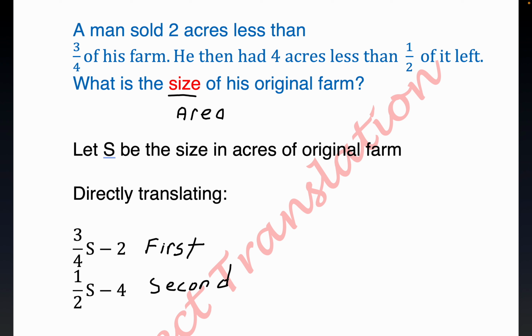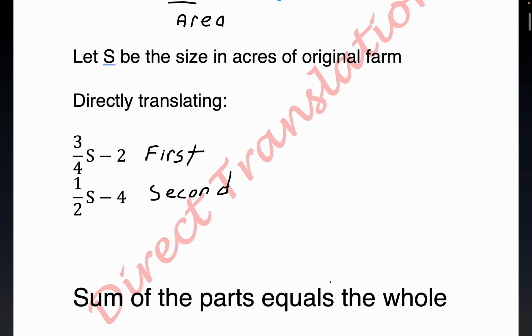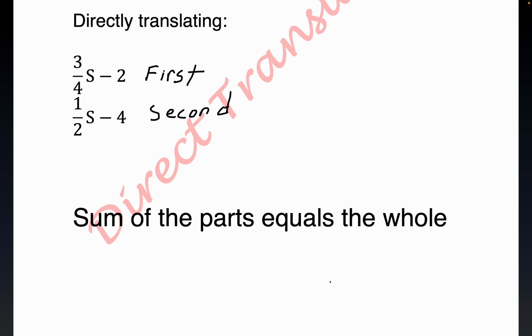Once you write down the terse algebraic substitutes for these English statements, all you have to do is rely on the math. Again, the first statement, 2 acres less than 3/4, that's what this says right here. And then the second sentence, he had 4 acres less than 1/2 of the size of the original farm, okay? So we got that written down. Now, we use the very straightforward truth that the sum of the parts is equal to the whole. The parts are these two guys right here, so let's just write that down.